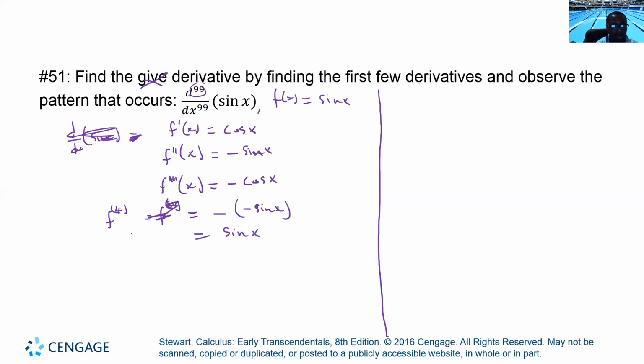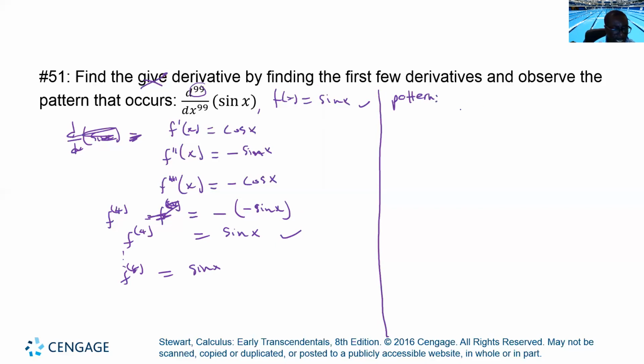Now, let's see something here. Do you see a pattern? We started with sine, and then look at where it is repeating. So it means that the pattern is that whenever you have multiples of 4, the function repeats, right? If I keep doing this and continue to f of 8, this will also be sine x. So the pattern is this.